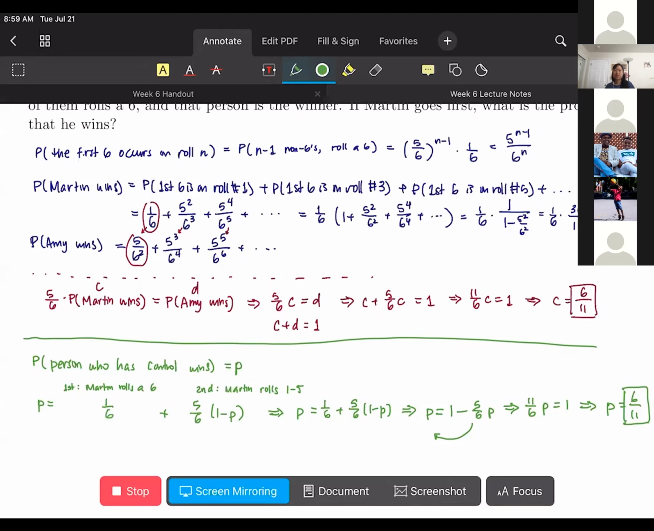So in this case, the insight in the second approach is that when Martin does not roll a 6, then we have the same situation all over again, right? Now Amy is going first, and we want to see if she rolls a 6. And when we see that same situation, then we can rewrite the probabilities in terms of the probability that Martin already wins.